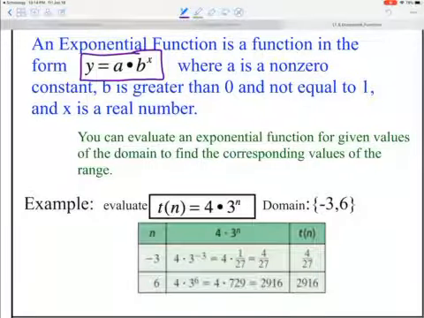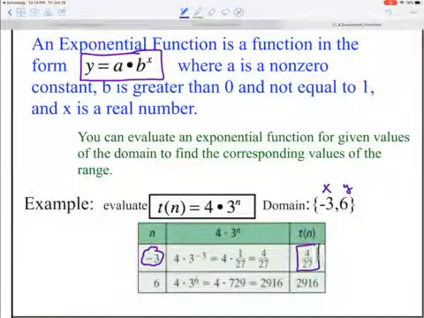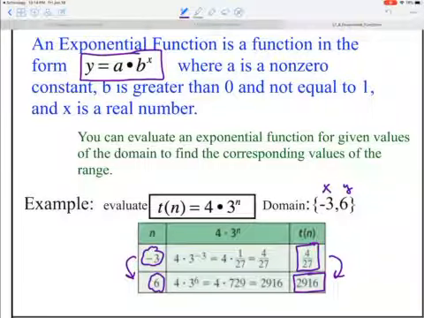We're going to evaluate t of n equals 4 times 3 to the n, where our domain is negative 3 and 6, so we'll plug in negative 3 for x, and we'll plug in 6 for y. So plugging in negative 3 for x, I get 4 over 27. Plugging in 6 for y, I get 2,916. We can see that by just adding numbers on this side, I have to multiply by a number on this side because it's growing exponentially.